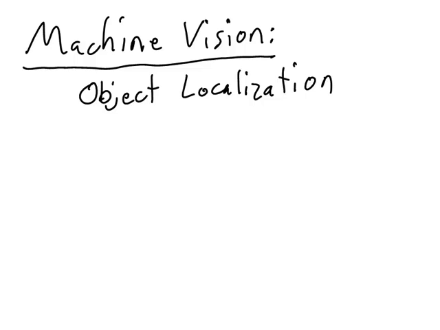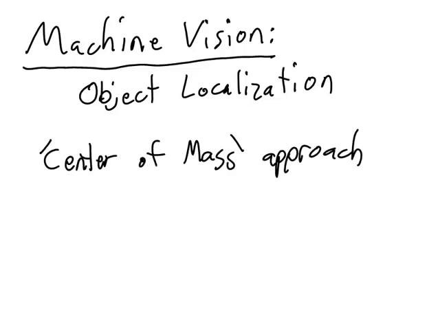The videos today are about the topic of object localization within the broader topic of machine vision. In the previous videos, we've learned a method that is similar to a center of mass calculation to find the X and Y location of an object in units of pixels.